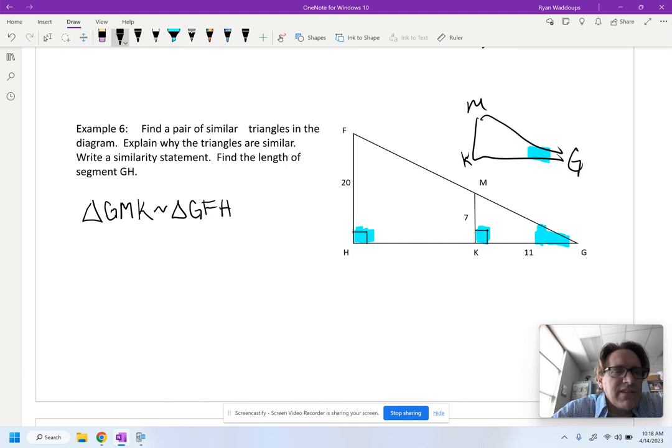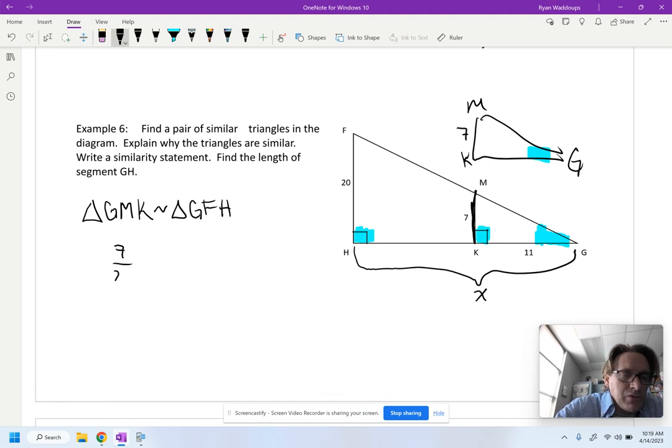However, it asks us to find the length of segment GH. Now, GH is this one right here, and we don't know what that is, so we'll call that X. I know that this side length here is 7. That's this one right here. And the large one is 20. And so I can say 7 compares to 20. Those are corresponding side lengths. As 11 compares to X.